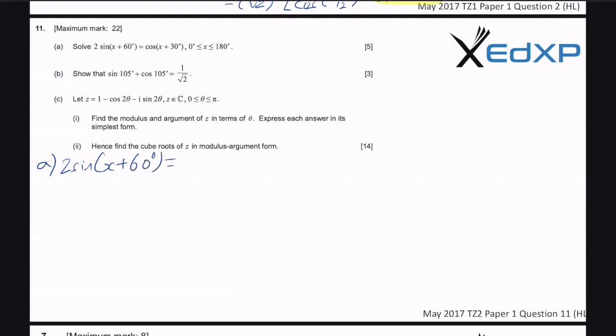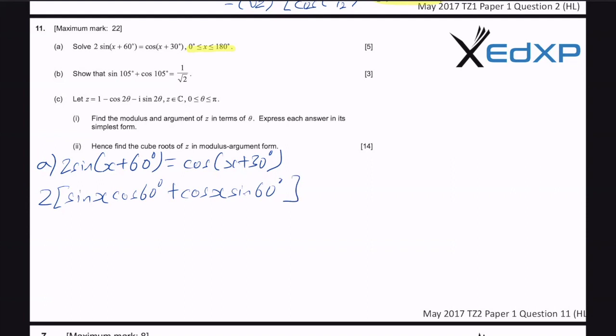Okay. And this is just trigonometry, which you should be very familiar with by now. We want to solve it for values between 0 and 180 degrees. Since the angles are not the same, I usually want to simplify it by applying an addition formula. So sin(A + B) is sin A cos B plus cos A sin B. This will help me a lot. And with special angles, the value should simplify.